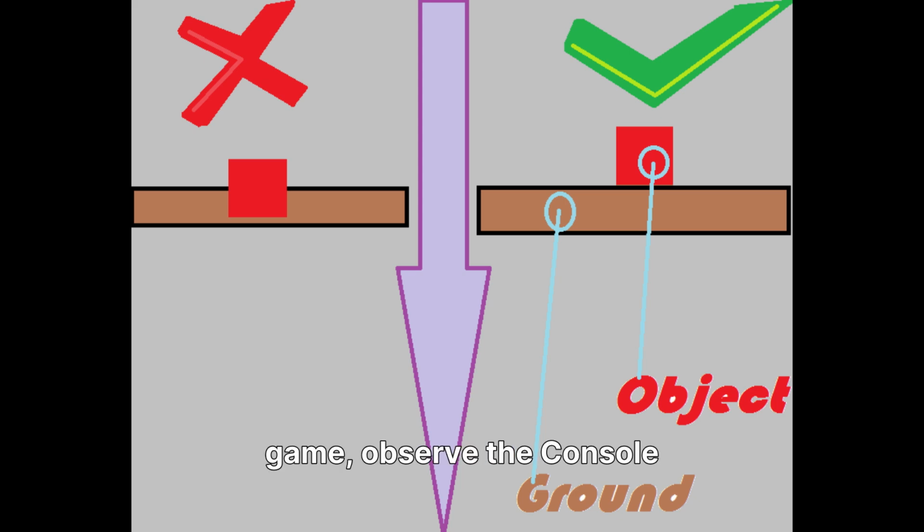When you run the game, observe the console window. As the player cube falls and makes contact with the ground, you will see the debug log message appear. This visual confirmation is your immediate feedback that the OnCollisionEnter event has successfully fired, indicating your script is functioning as expected.